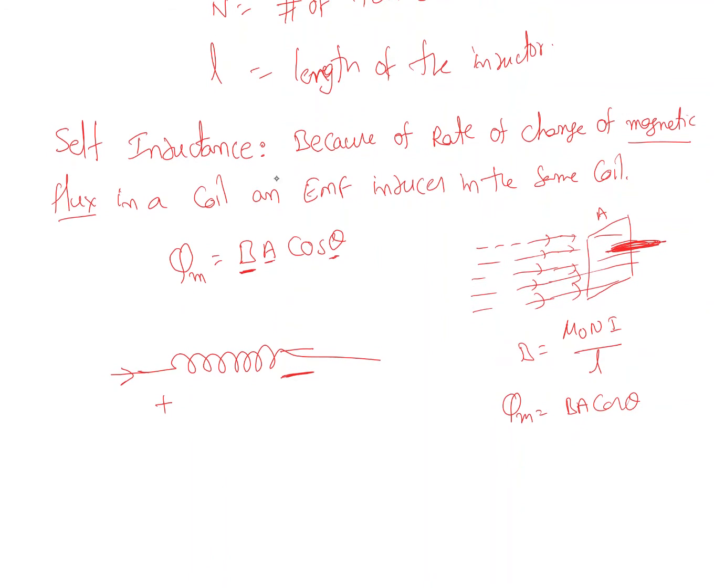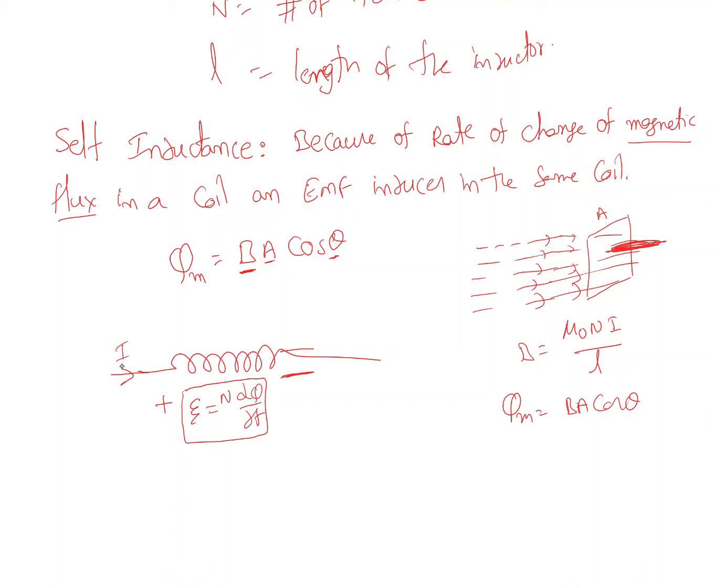Because of the rate of change of magnetic flux in a coil, an EMF is induced. That induced EMF equals N times d phi by dt, where N is the number of turns. This is nothing but Faraday's law. So self-inductance is when current flowing in the coil induces an EMF in the same coil.